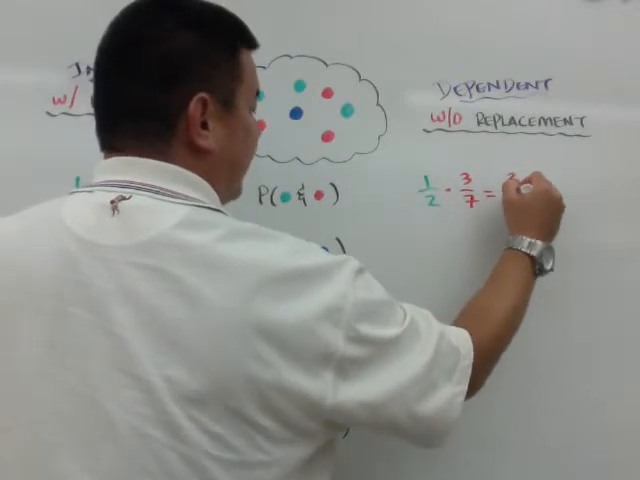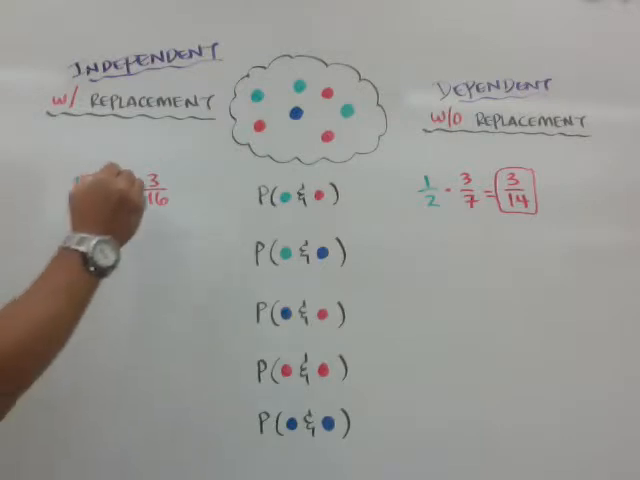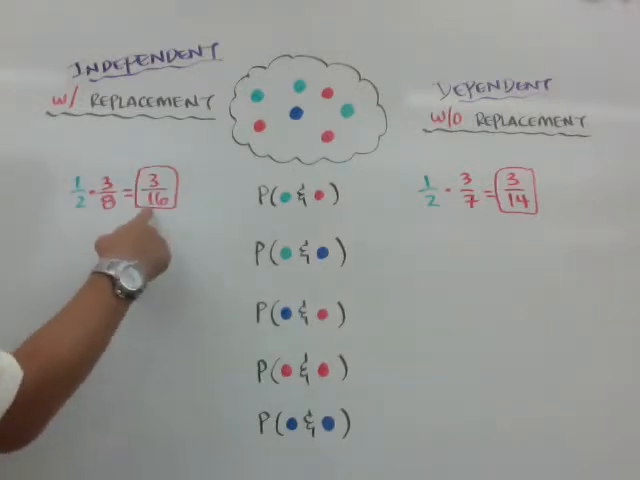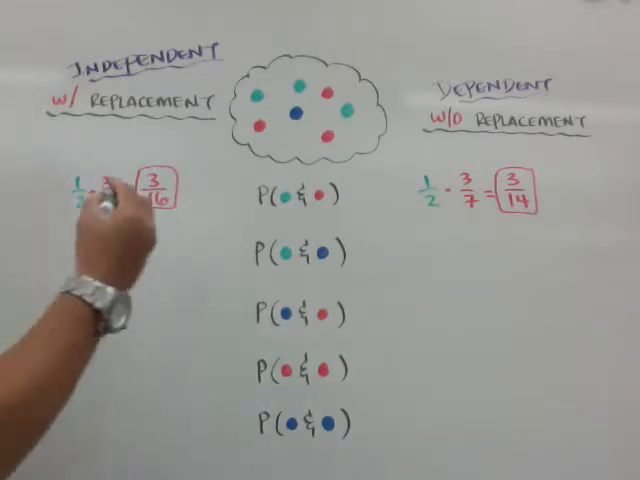So when you multiply that out, you get 3 out of 14, or 3/14. So you can see the difference between this with replacing and without replacing. Okay. So let's put the green marble back in.